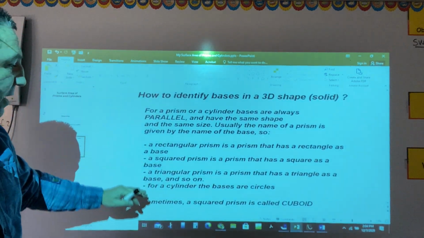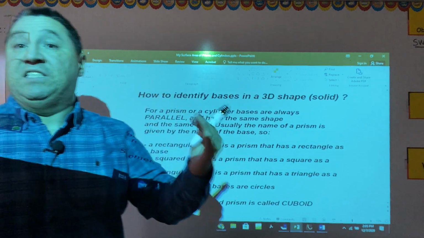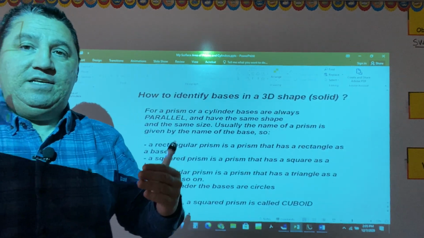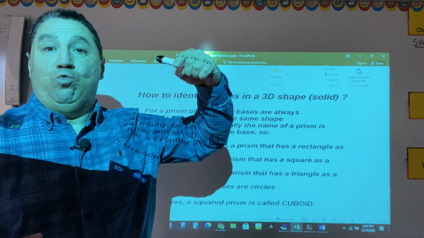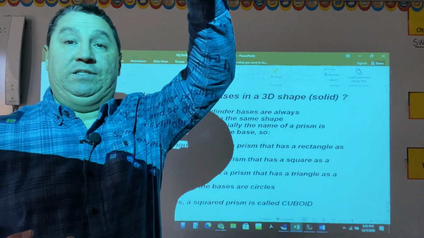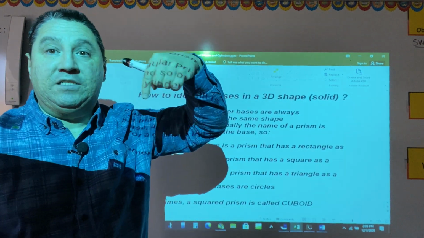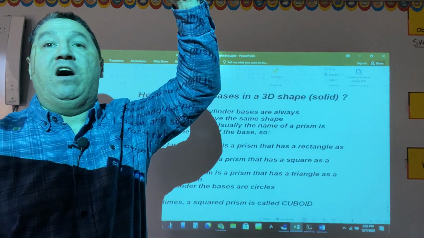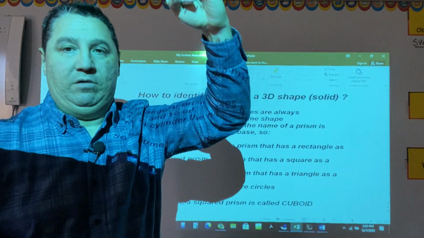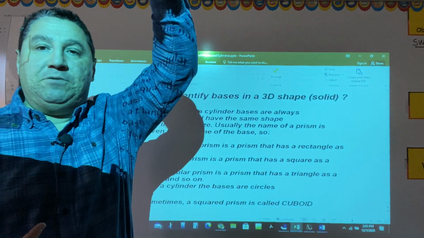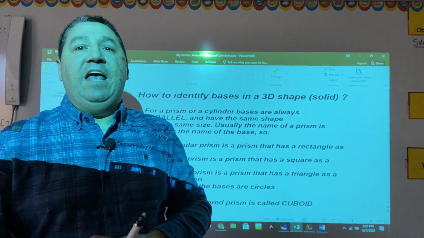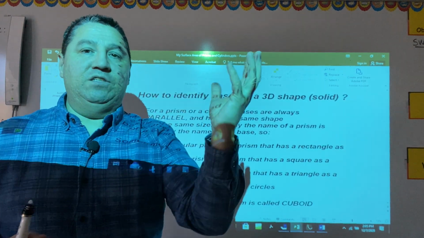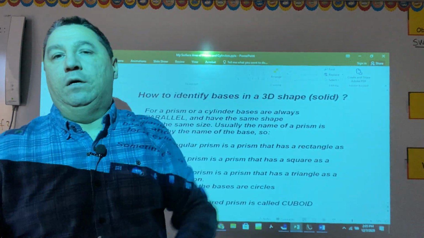Now, what about a cylinder? A cylinder is a 3D shape that has two circular surfaces that are identical and parallel. In other words, its bases or its ends are circles, and there is a curved surface between these circles.